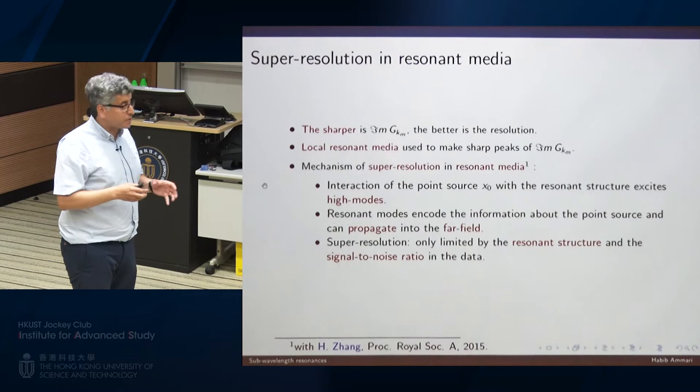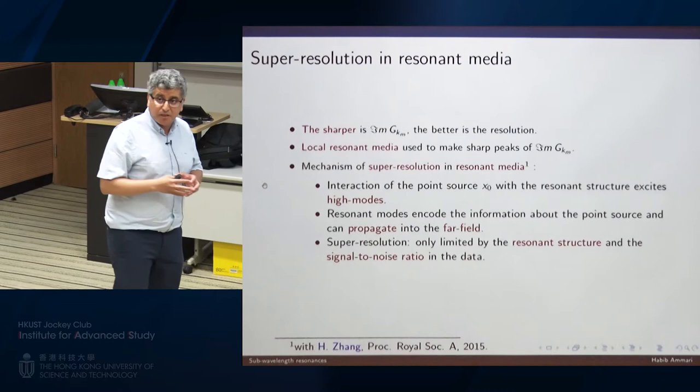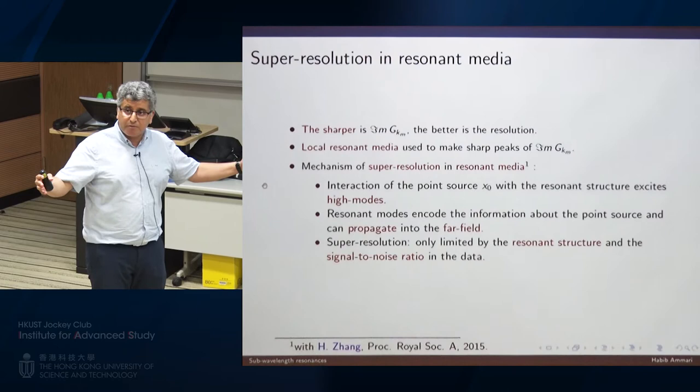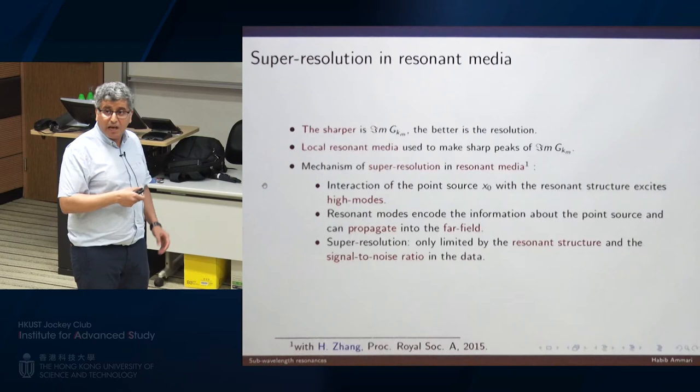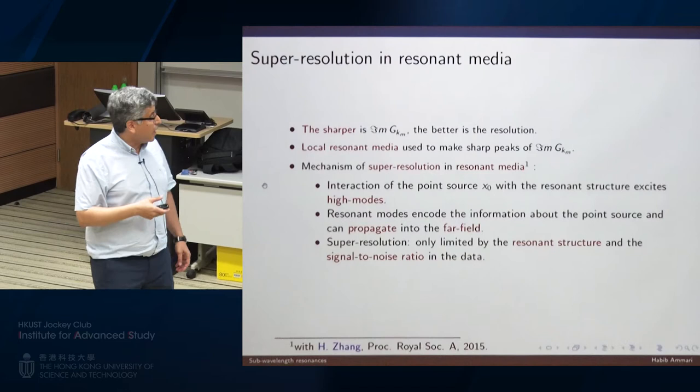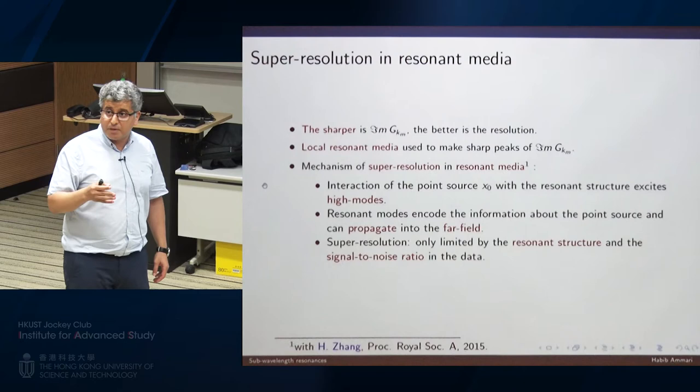These high modes encode the information about the point source, and which is completely non-trivial, they can propagate to the far field. As soon as they propagate to the far field, then you back propagate them, and you achieve super resolution. And the resolution limit will be only limited by the size of the resonant structure and the signal to noise ratio in the data, and no longer by the wavelength.